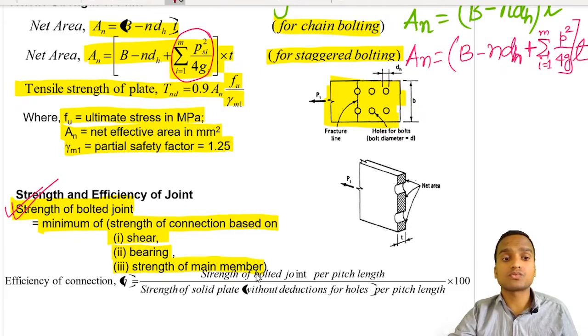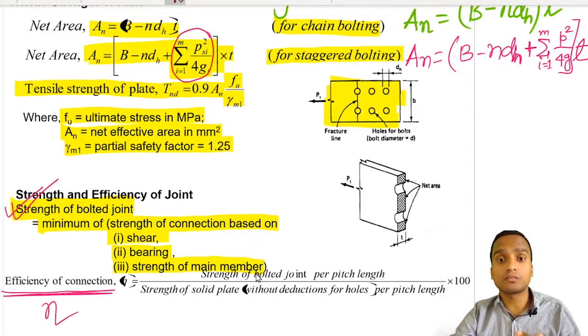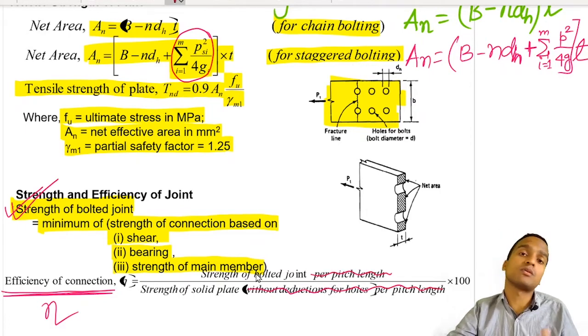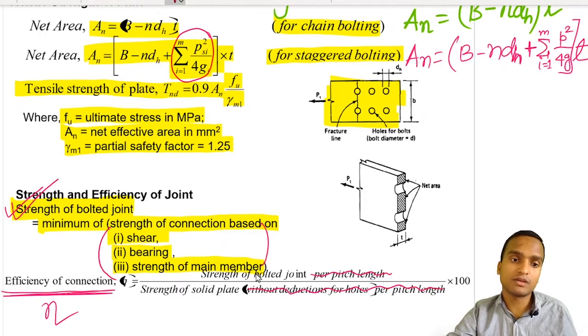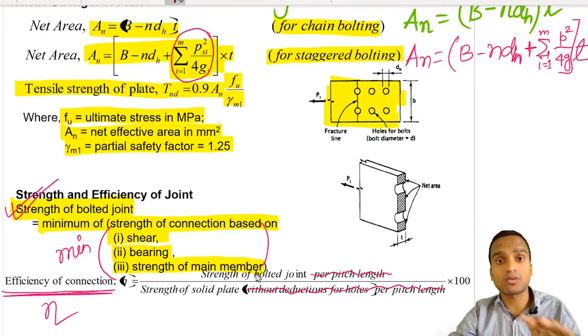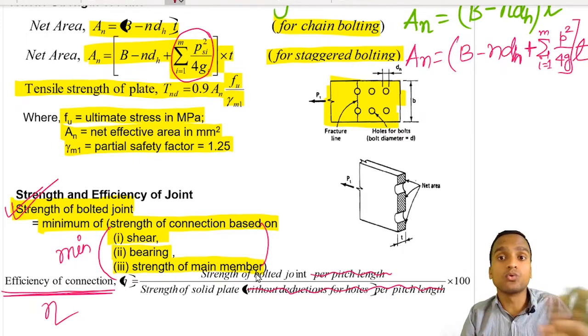Now it is asked sometime to calculate the efficiency of connections. Now what is efficiency of connections? Efficiency of connection is represented by the letter eta. Okay, and eta is equal to strength of bolted joint divided by strength of solid plate. Now many things are written here which you need not go into too much. Strength of the bolted joint is clear. We have to take the minimum of these three strengths, okay, and it is divided by the gross strength of solid plate. Solid plate was the condition of plate in which there were no holes.